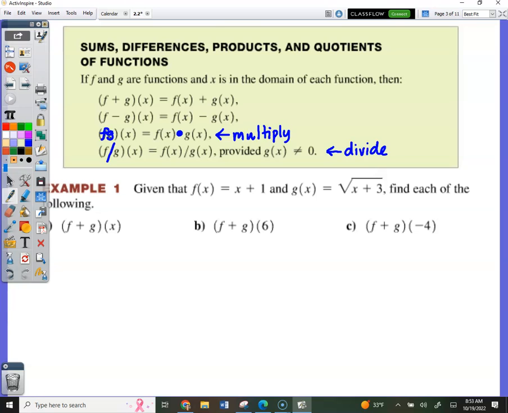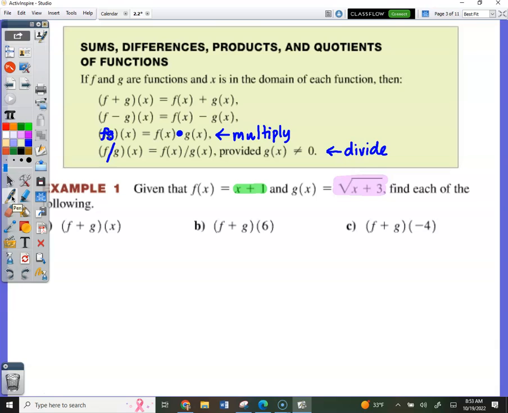No, the new part is going to be finding the domain once you find the sum, difference, product, or quotient. Okay, so here we are. Here's where your highlighter is helpful. You've got all these directions. Make sure you know how to read the directions and what they're asking. Given that function f of x is this, and g of x is this, find each of the following.